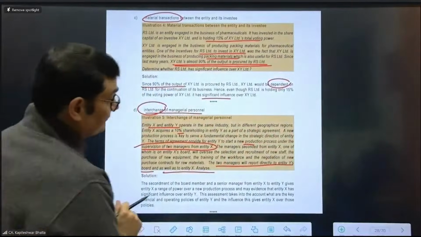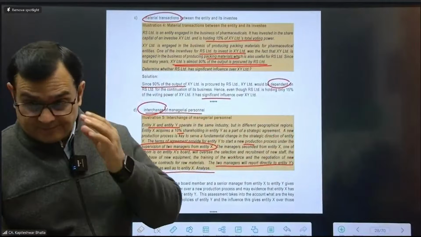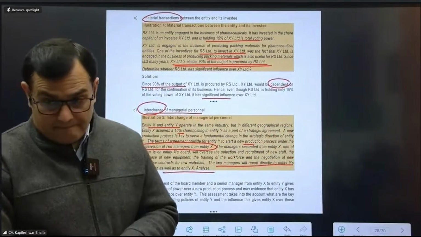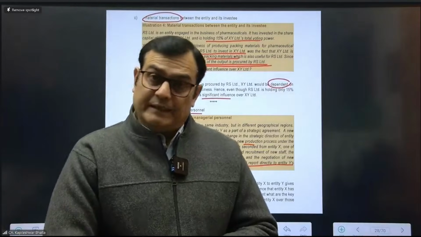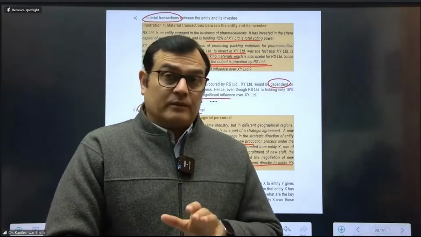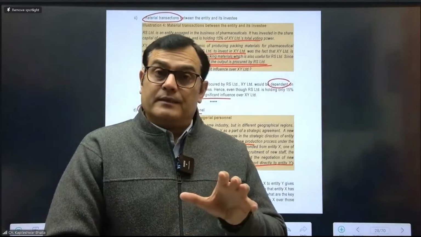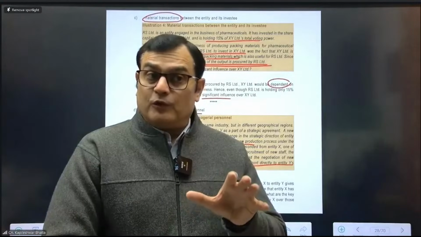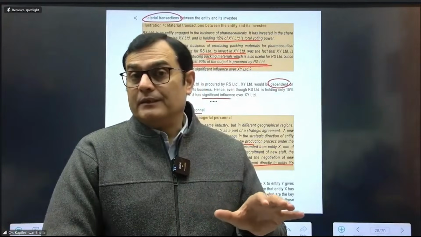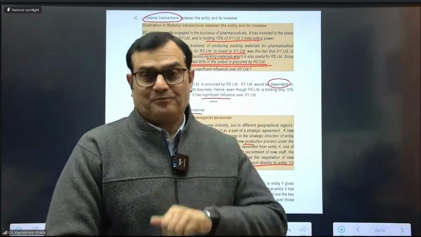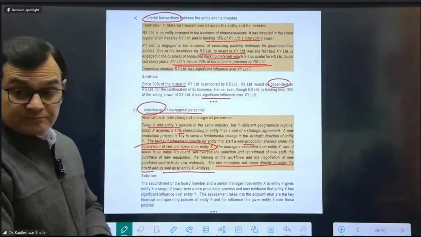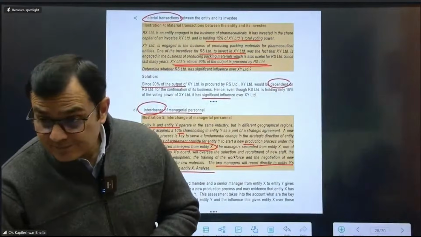Sir, if we have got 20% or more, but there is no contraindication, then we can safely assume that it is a significant influence. Yes, yes. Because the standard also very clearly says that there is a general presumption that if you got more than 20, unless there is anything to the contrary, you get a significant influence. Correct. Thank you.